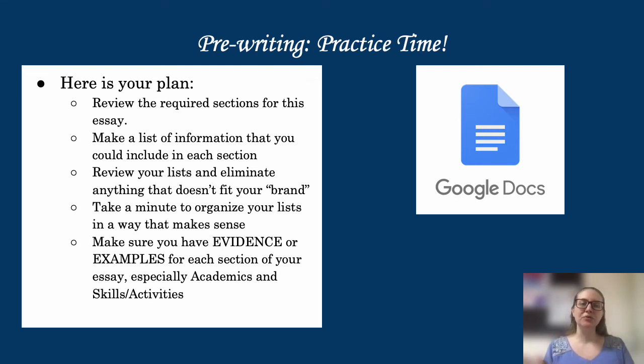And make sure that you have evidence and examples. So especially when you're writing, this applies a little bit less to Common App and a little bit more to the other types. When you're writing about your academic preparation and your other skills and activities, make sure that you have examples that you can give to back up each of those characteristics or each of those claims that you're going to make about yourself.